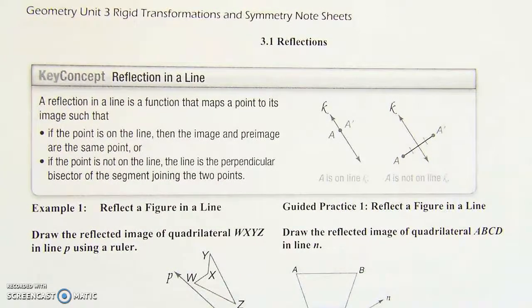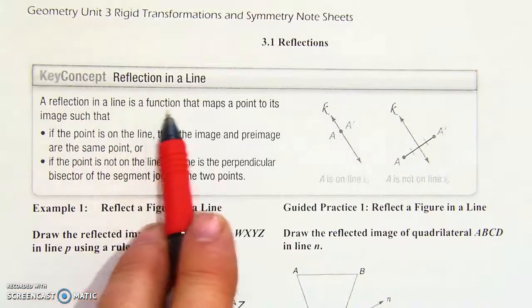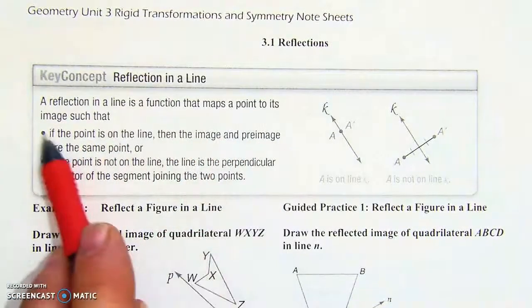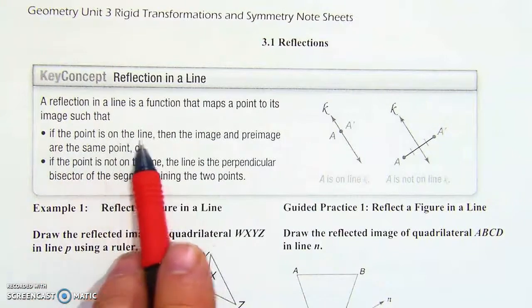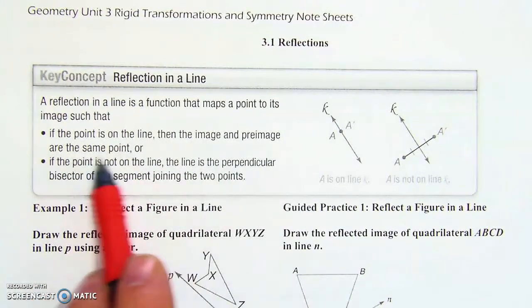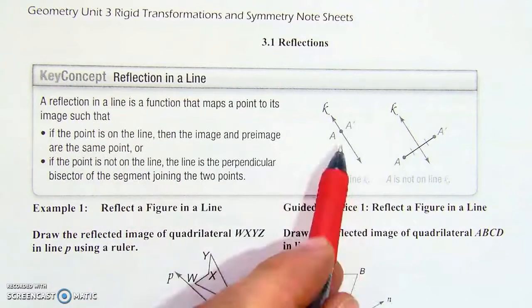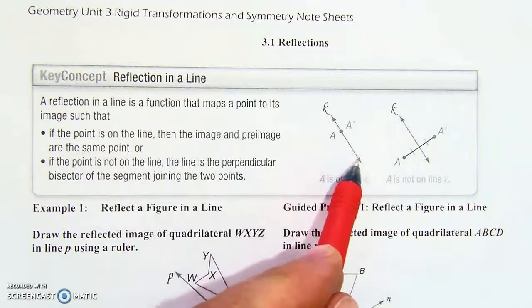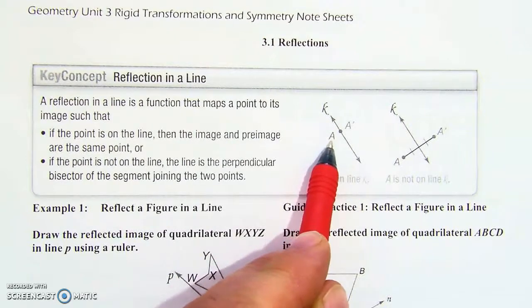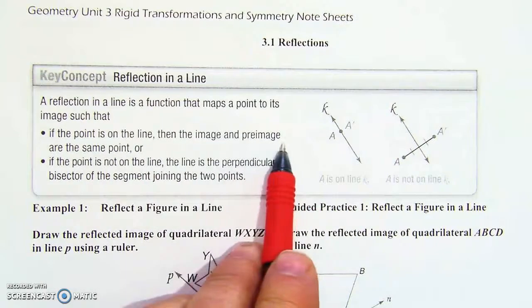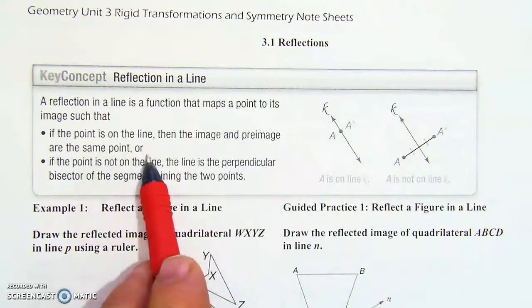It says here, a reflection is a function that maps a point to its image such that, okay, here's the deal. If the point is on the line, then the image and preimage are the same point. So we have a line here. Here's our preimage, and notice that this has a capital A. And our new image is in the same spot, so the preimage and image are the same point.